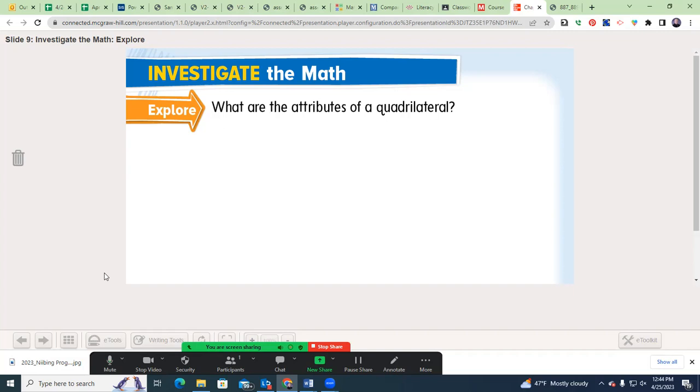Welcome back. So what are the attributes of a quadrilateral? Well, we know that they are going to have 4 sides, 4 line segments, and 4 angles. We know that they don't cross the lines, so it doesn't look like a figure 8. And it doesn't have any open spaces, so it's not going to look like the letter G, for instance. But we are able to look at some of the other attributes, including whether it has congruent sides, parallel sides, or right angles.